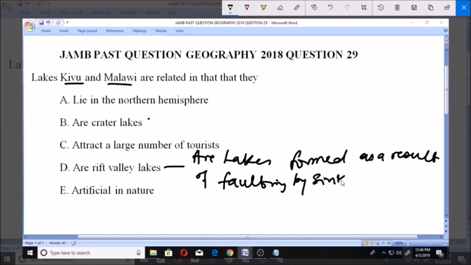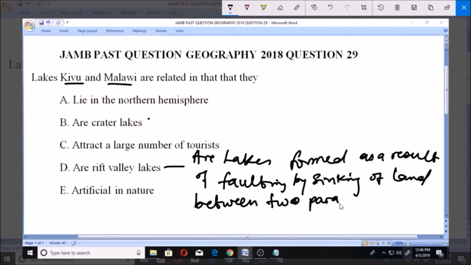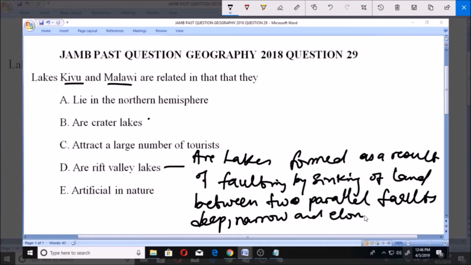By sinking of land between two parallel faults. So that's how you get a rift valley. And this causes deep, narrow, and elongated lakes. These lakes are deep, narrow, and elongated in nature. So this is what we get in rift valleys.